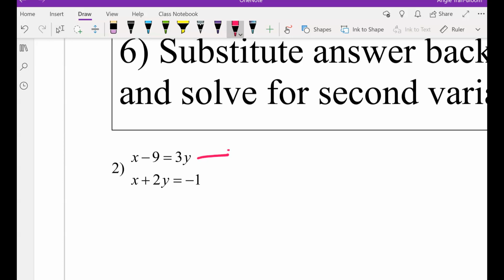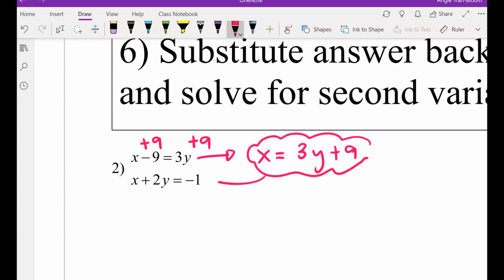So we're going to try to get rid of the 9 by doing what? Adding 9 to both sides. So right away, you get x equals what? 3y plus 9. That's step number 1. Then step number 2 said to do what? Substitute. Yep. So take this and plug it into the other equation that you have not used. Now, every time you see an x, what are you going to substitute? That's right. Every time you see an x, you will substitute 3y plus 9.